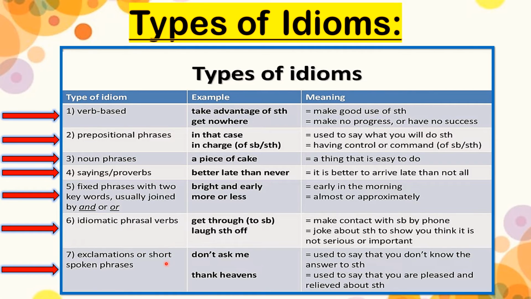And the last one is exclamations or short-spoken phrases. Example, don't ask me, meaning used to say that you don't know the answer to something. And thank heavens means used to say that you are pleased and relieved about something. So these are different types of idioms.